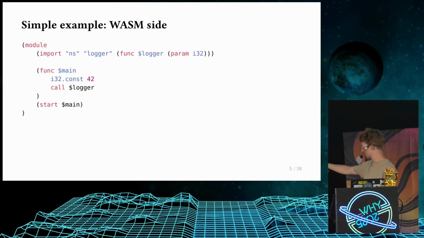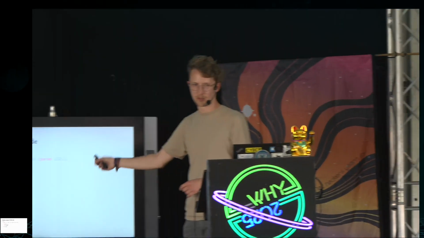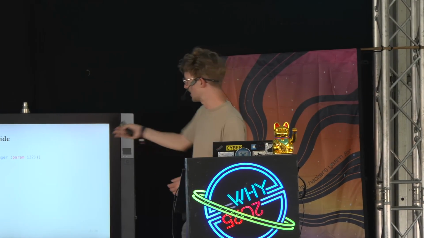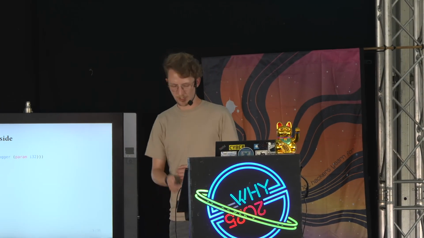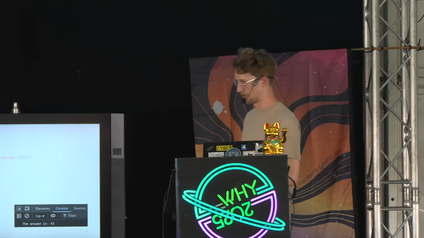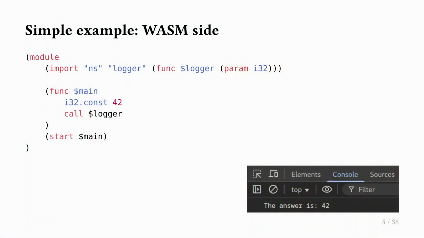And then in the main function, which we also, using start, tell it to automatically call when the module is instantiated, we call logger with this parameter 42. And indeed, if we then look at the browser console, logger is called with 42. So, a basic use case.